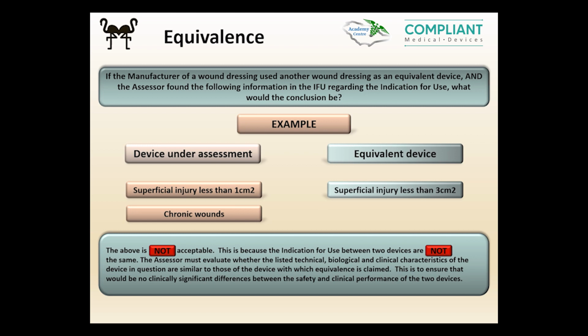In summary, in this video, we have learned what criteria must be followed in order for equivalence to be demonstrated. We have gone through clinical, technical, and biological characteristics, and we have learned that a manufacturer must base these justifications on scientific evidence, which means they must have access to data for the device they are claiming equivalence to.